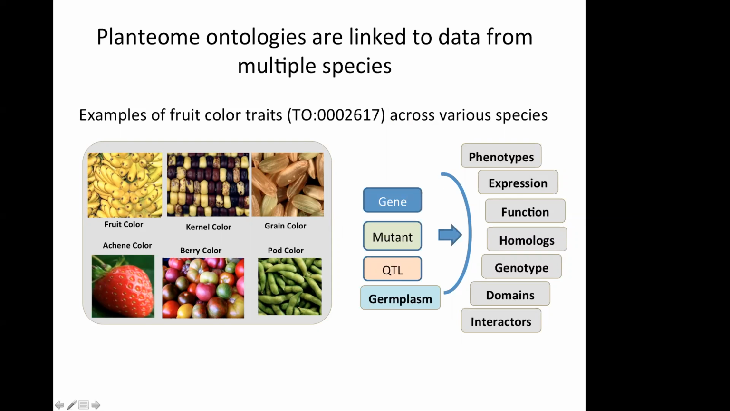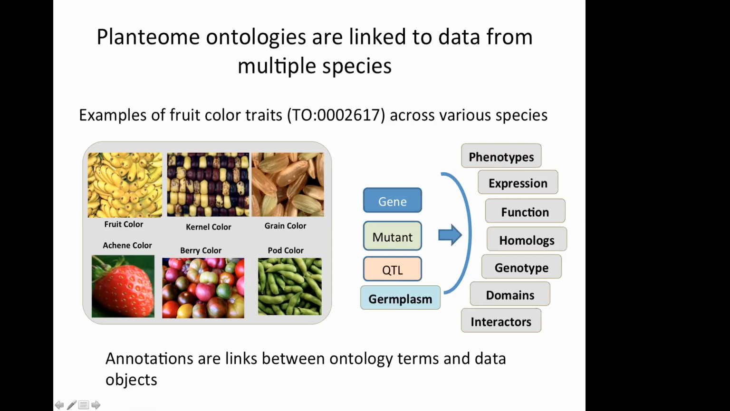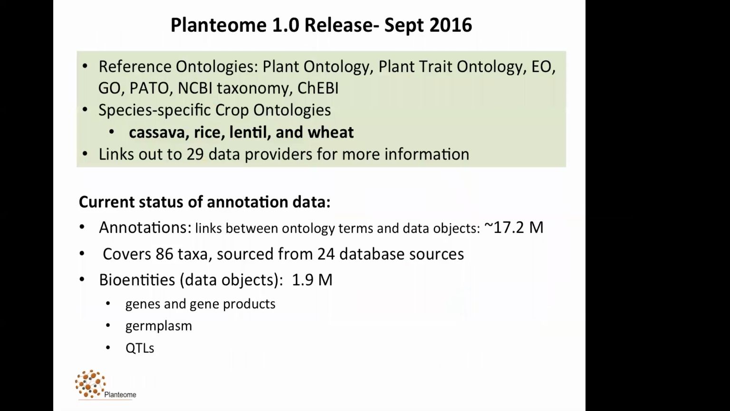of the proteins. And so an important thing to remember is that in the Planteome and in most ontologies, such as the gene ontology, there's the ontology terms, there's the data, and in between those are the annotations, which are links between the ontology terms and the data objects. And that's what gives the database the power, because you have the relationship between the ontology terms and that hierarchy and the data that exists in there.